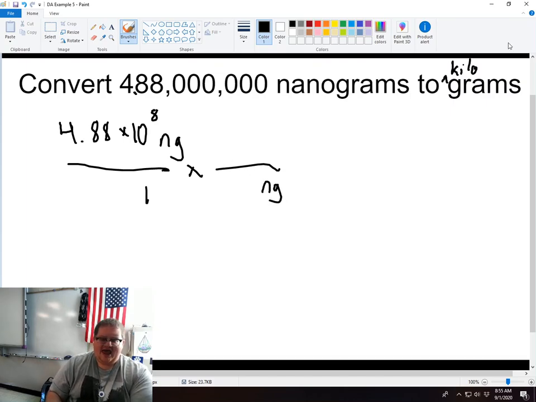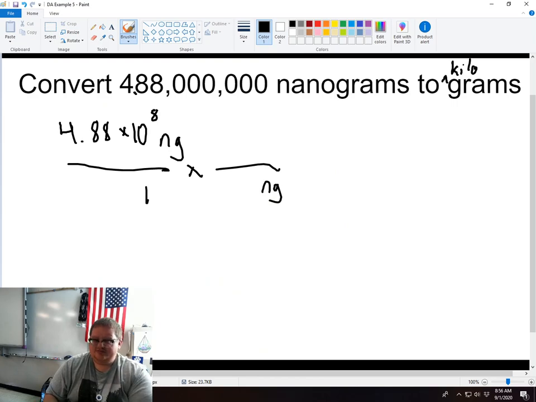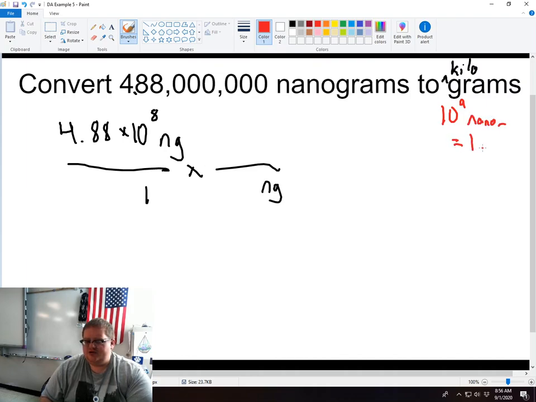I do not have, and it exists, but I do not have a conversion factor to go directly from nanograms to kilograms. What I do have is a conversion factor to go from nanograms to grams. So I'm going to write that conversion factor exactly where I had it. It said 10 to the 9th nano blank equals 1 blank. And again, for this problem, that blank is the word gram. It's the base unit. 10 to the 9th nanograms equals 1 gram.